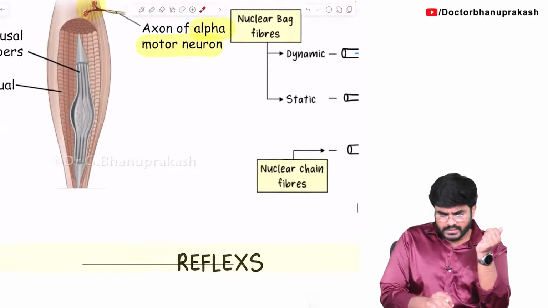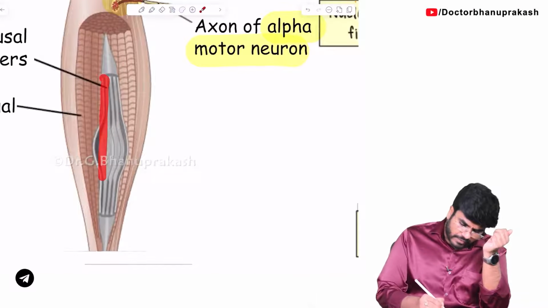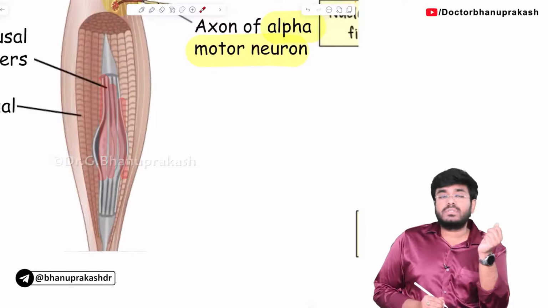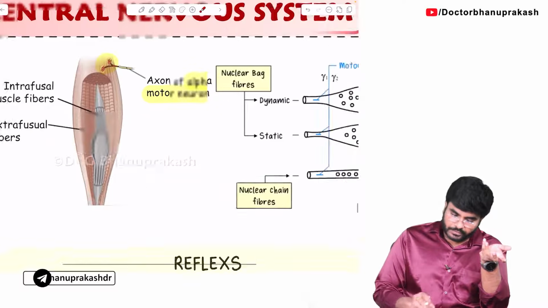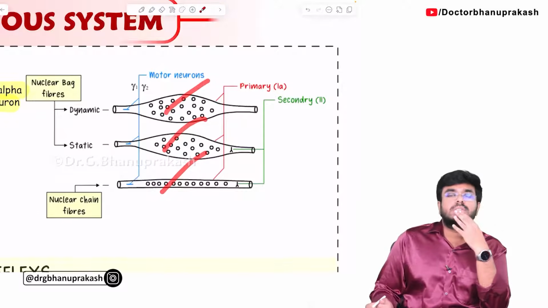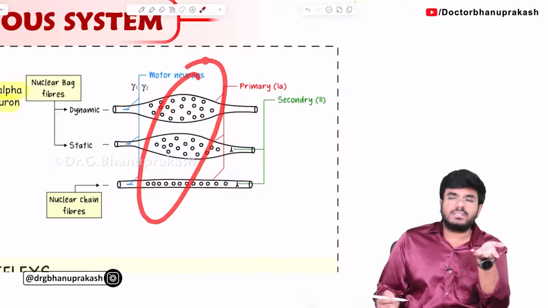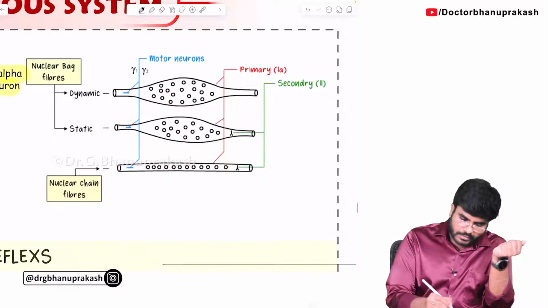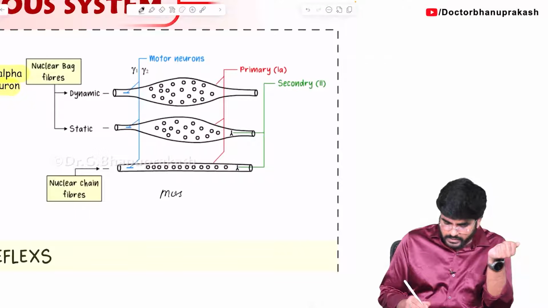Okay, now you look at this diagram and tell me how many intrafusal fibers I am showing here. Three, no? Three intrafusal fibers I am showing. So I am just taking them out. So these are the three intrafusal fibers, which is nothing but the muscle spindle. This whole apparatus is nothing but the muscle spindle. Okay, so this is nothing but your muscle spindle.